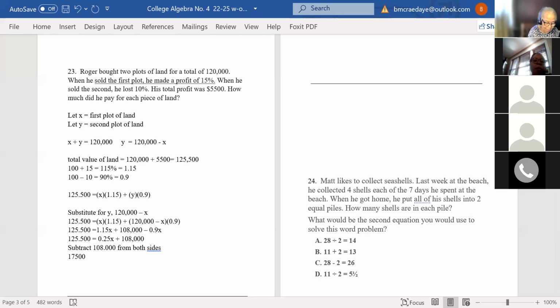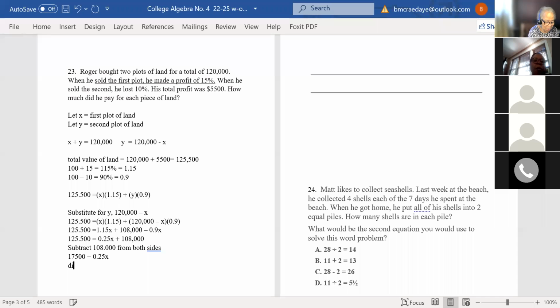That's what you got, right? Yeah. Okay, and that would be 0.25x. Now, what's the next step, Audrey? Divide. Divide what, Audrey? 17,500 by 0.25. Yes, divide both sides by 0.25.